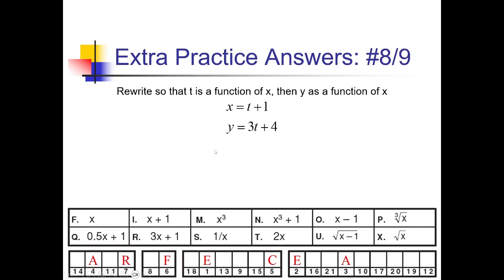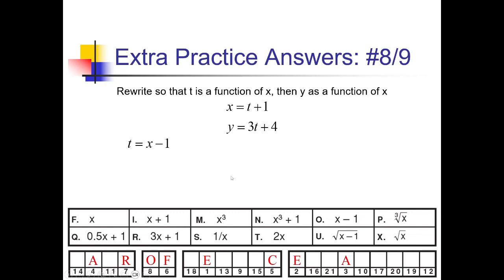For question 8, writing t as a function of x in this equation, I can just subtract 1 from both sides. So we can write t equals x minus 1. X minus 1 is choice O down here, so that's going in spot 8. So we've got the word "of" in there.